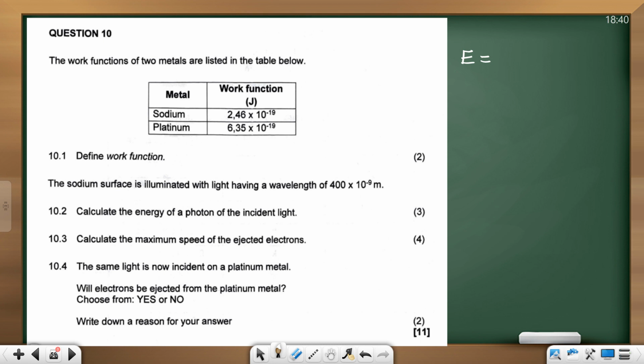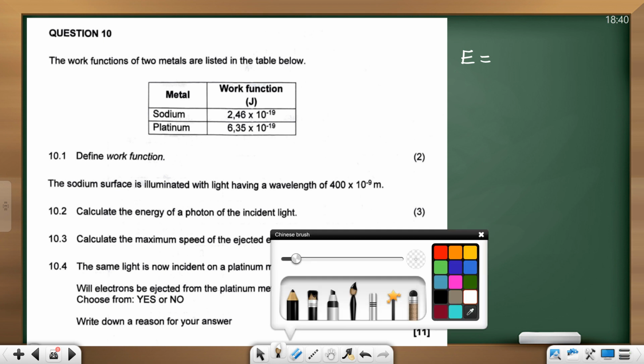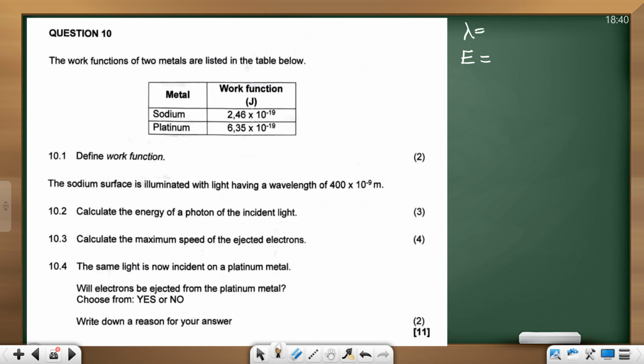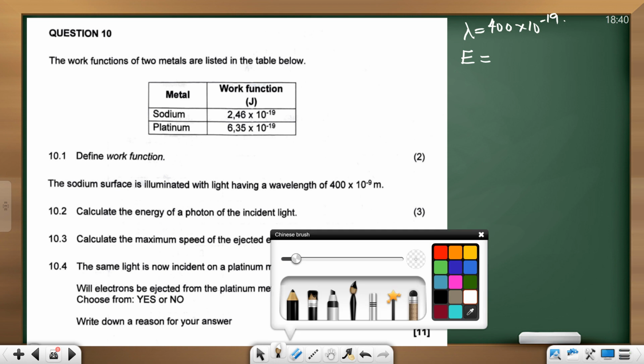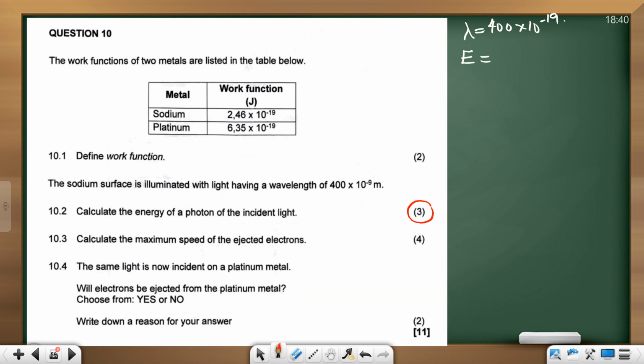They gave us work function, right? And they gave us what? The wavelength. Okay, what is my wavelength? Wavelength is 400 times 10 to the power negative 19. Check. First question is calculate what? Energy of the photon. How many marks? 3. It's one formula, one substitution, one answer with a unit. What formula would you use?